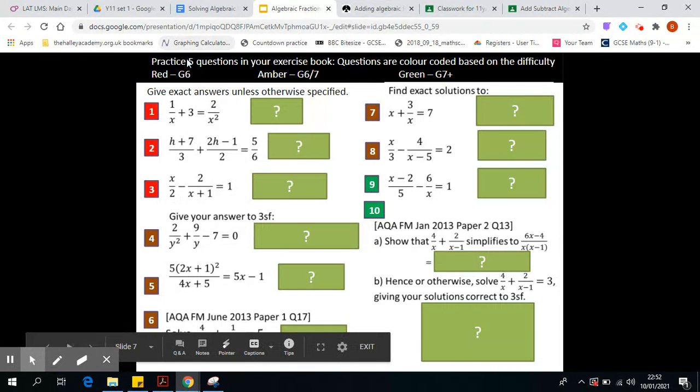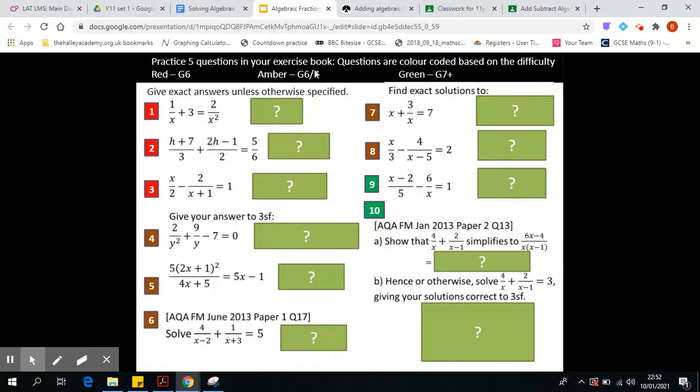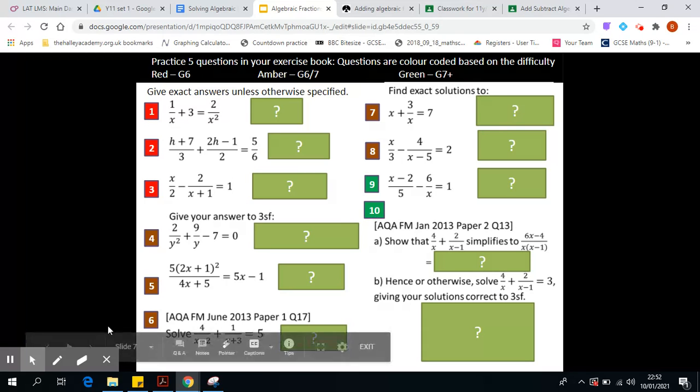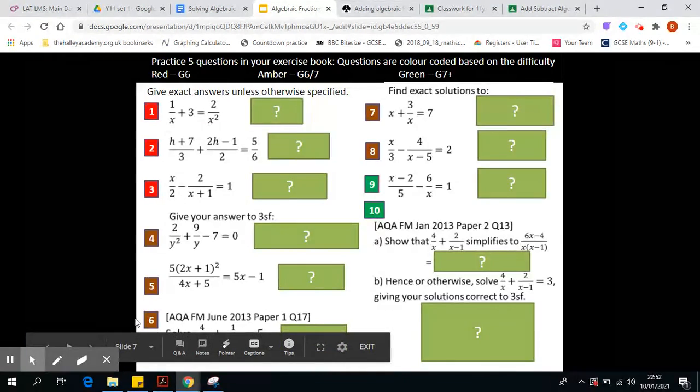Now I would like you to practice 5 questions in your exercise book or on a piece of paper. Questions are color coded based on the difficulty level. Reds are of grade 6, the amber ones are grade 6 to 7, and the green would be grade 7 plus. Once completed, please go to slide 7 in this Google slide to check your answer by clicking on the question mark.